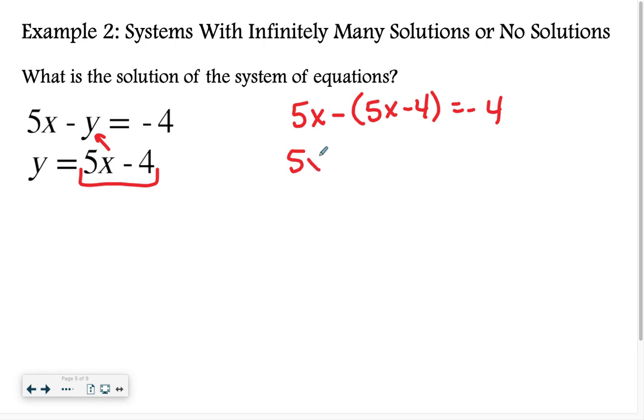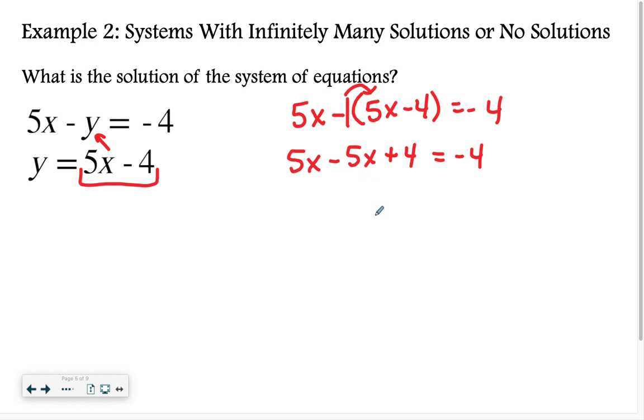So 5x, and then a lot of people struggle with this. When there's a negative here, and then there's no visible number that you see, remember there's always a 1 there. So some people will skip writing those parentheses because they think they don't matter. That's false. So you're going to take that negative 1, you're going to multiply it by 5x. So I'm going to say negative 5x. And then negative 1 times the negative 4 becomes plus 4 equals negative 4.